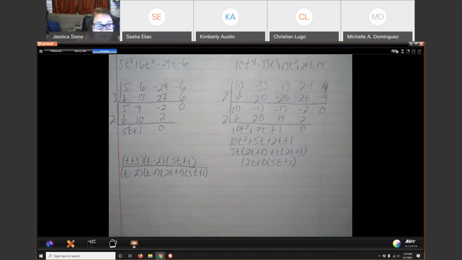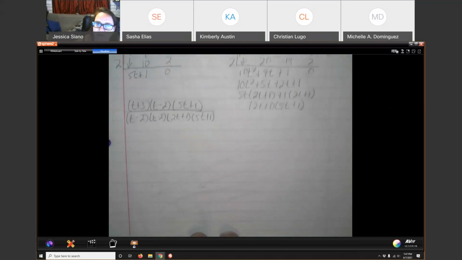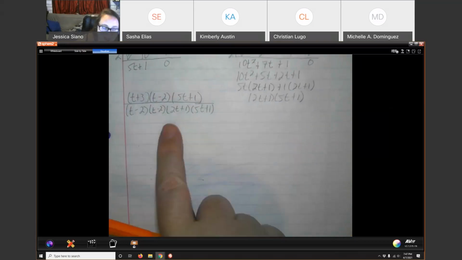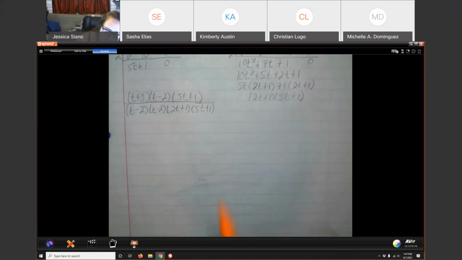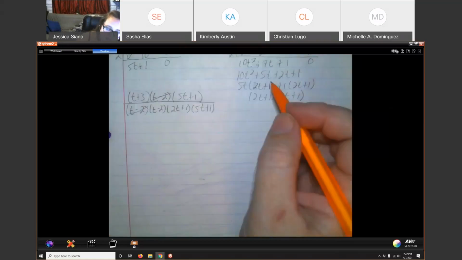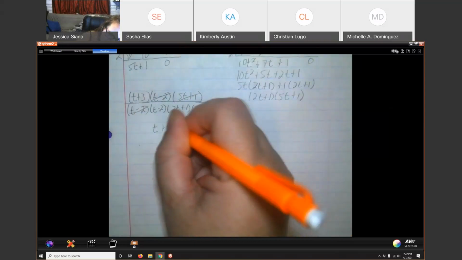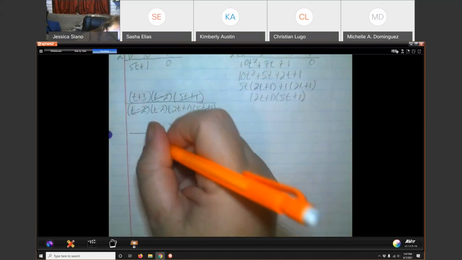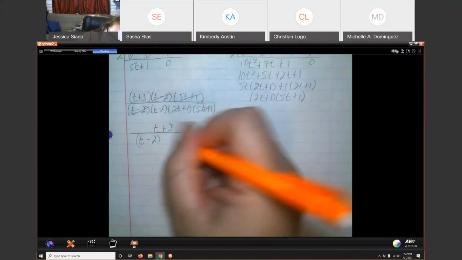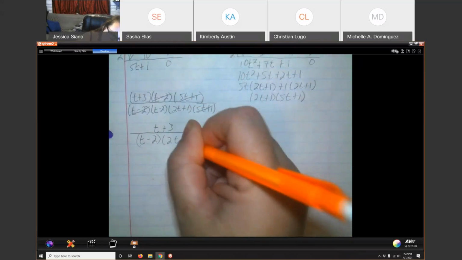Now you see why we do polynomials right before we do this. Okay, so here I am. Again, I need to cancel factors, so always reduce. That is always going to be your first step. And so when I reduce, I'm left with t plus 3 over t minus 2 times 2t plus 1.